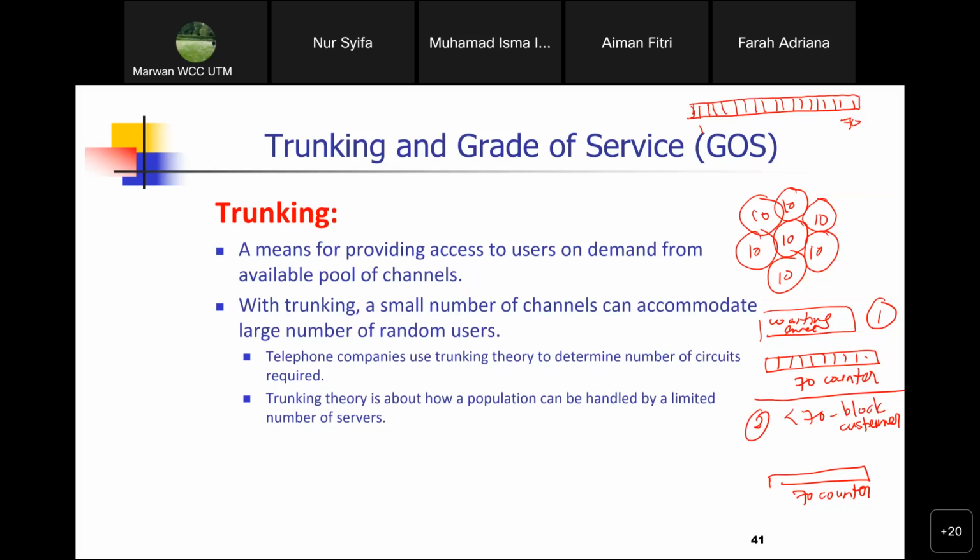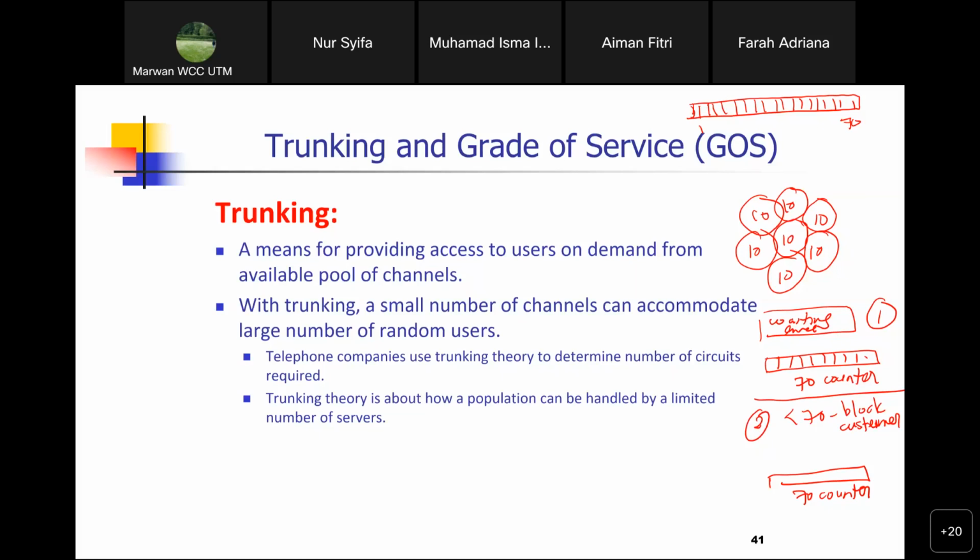So you can see the meaning of the word trunking. What does it mean? A means or a method, a way of providing access to users on demand from an available pool of channels. If we go back to our ideology, it is a method to serve users on demand with the available number of counters. The number of counters is the number of available channels. So it is a method to actually serve the customers with the limited, available number of channels.